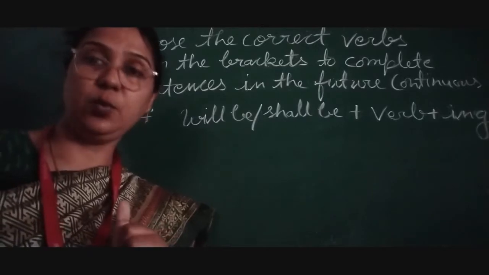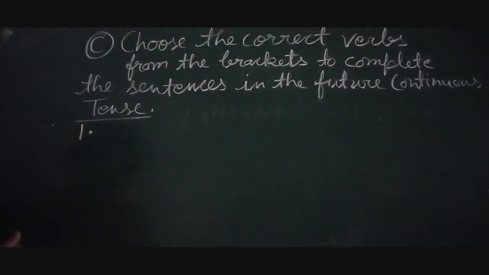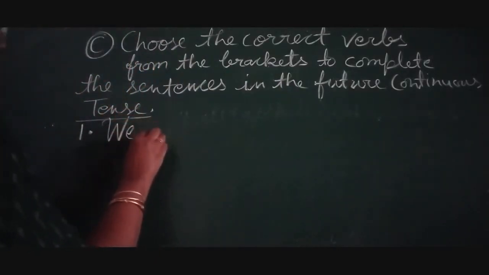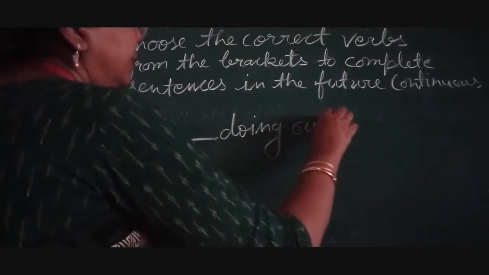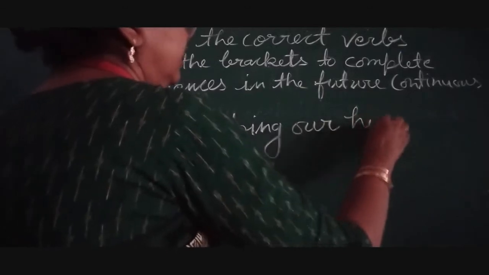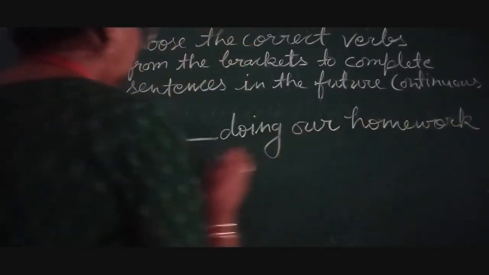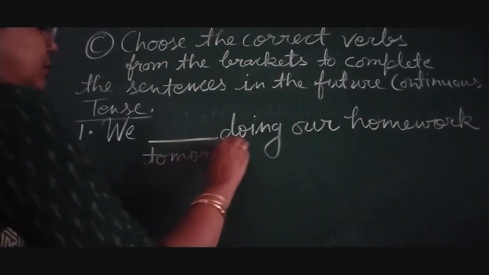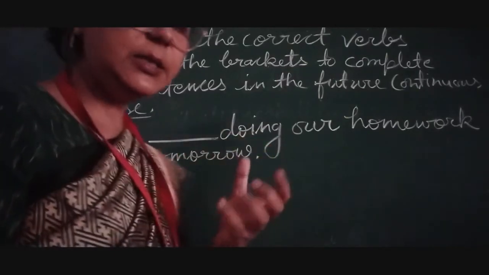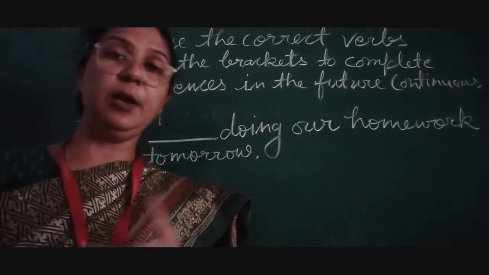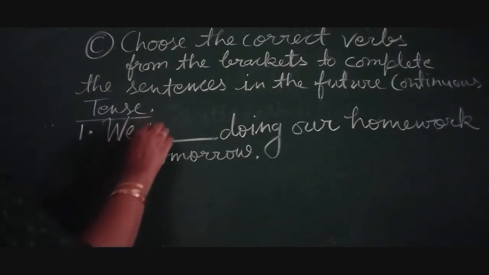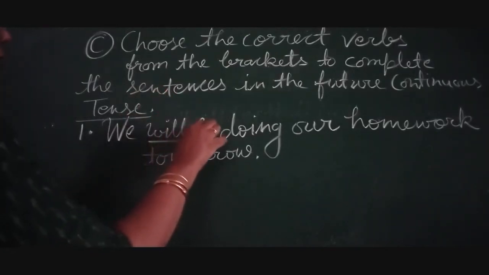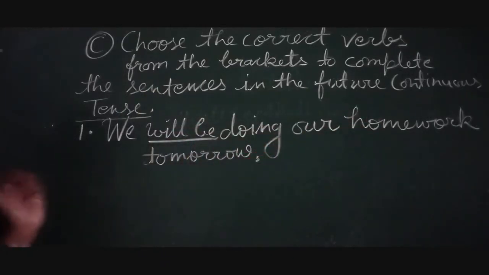Now, we have to choose the correct one. So, here children, we will start from the first number. Okay, the first number is: we dash doing our homework tomorrow. Okay, children. So there are few options you can see: will do, will be doing, or will do. So will do is a simple future tense. So what we will write over here, children, we will be doing. We will be doing our homework tomorrow. This is your answer. Okay.